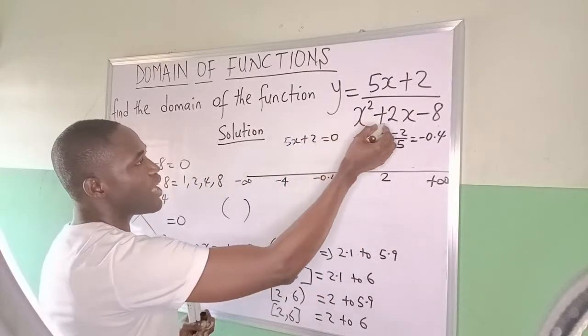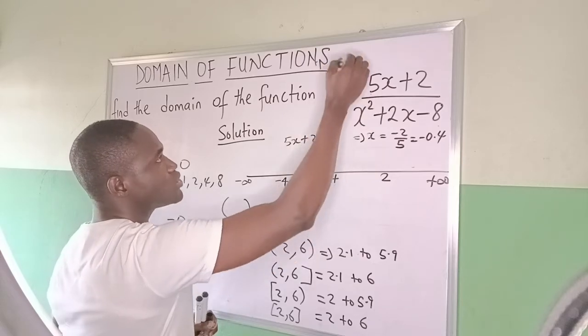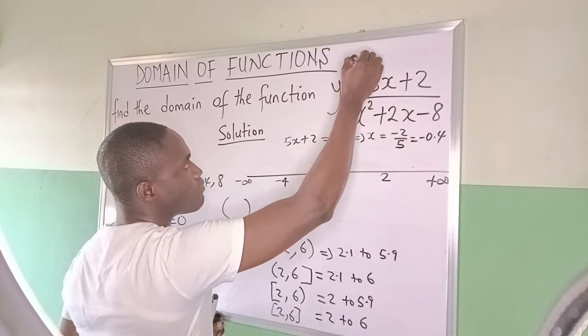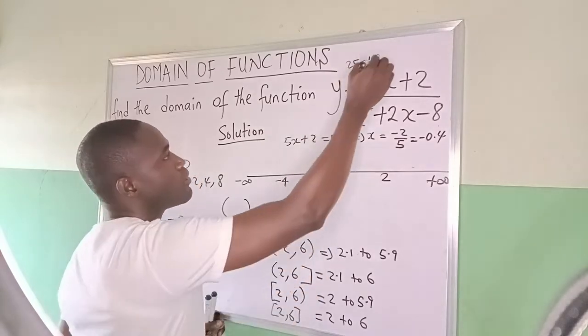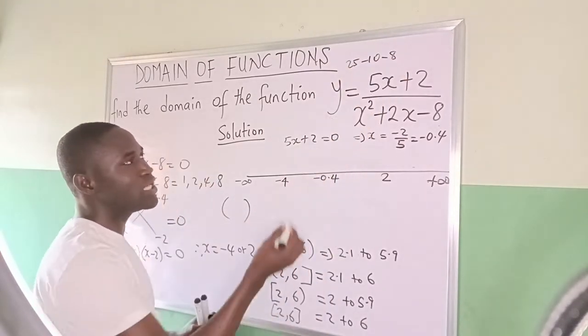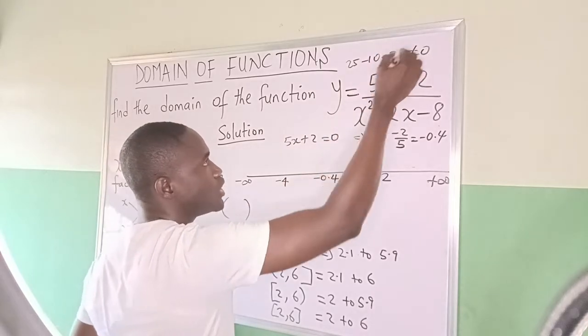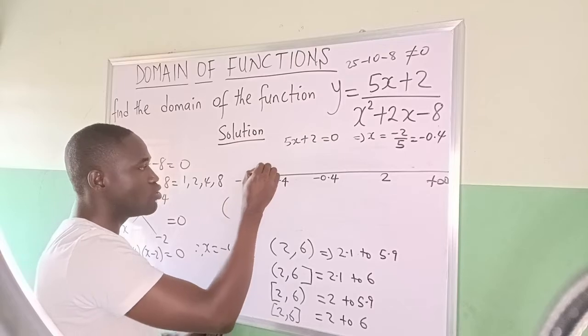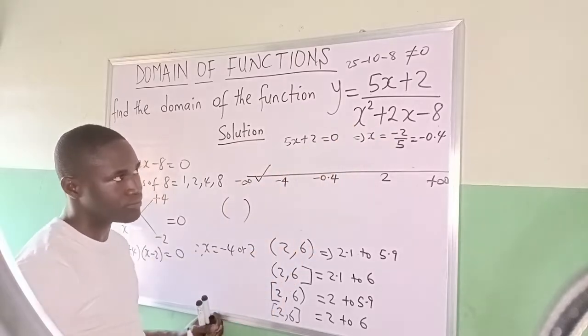If you put minus 5 here, it will give you minus 5 squared, 25. 2 times minus 5, minus 10, minus 8. You will see that it will not be equal to 0. I'll mark good that it didn't give me 0.